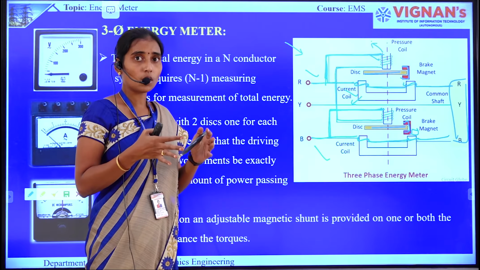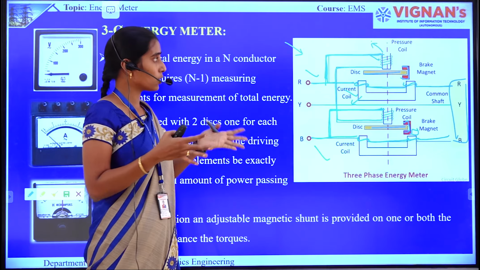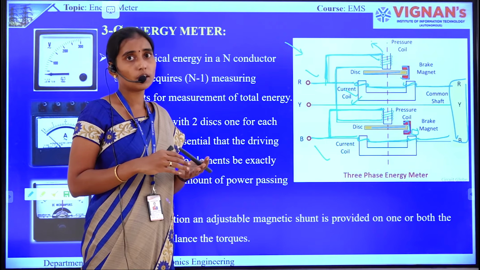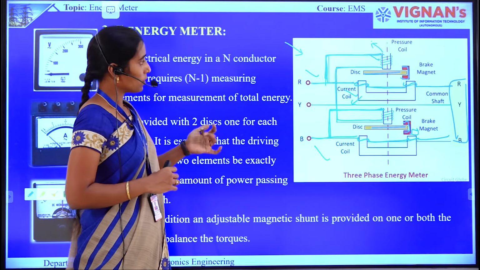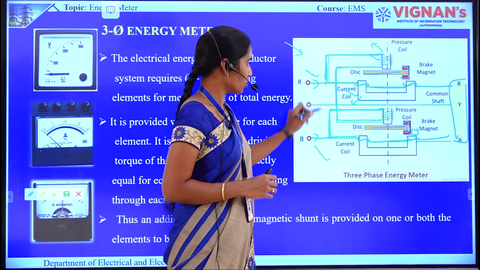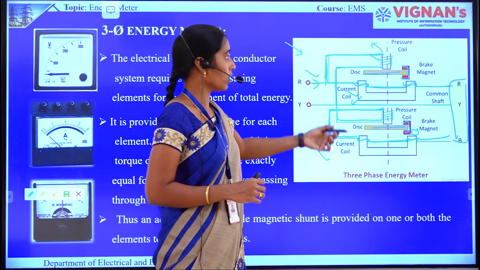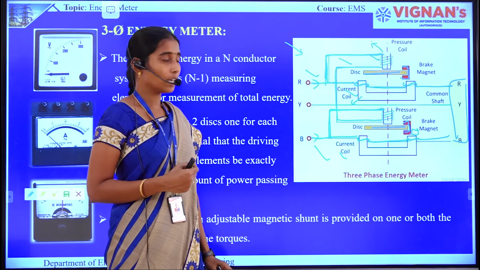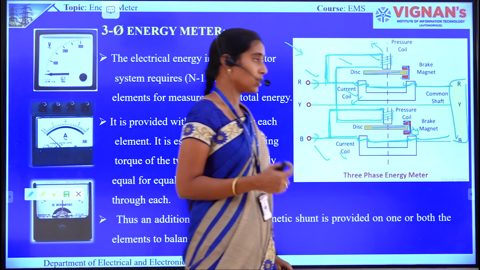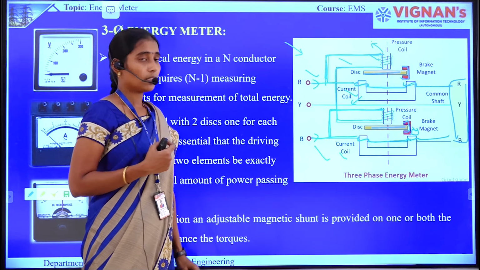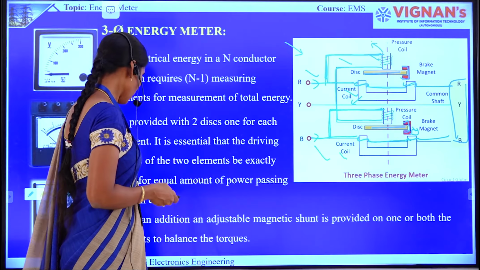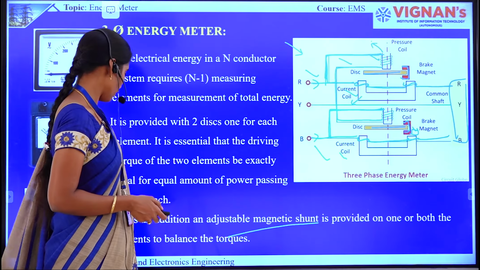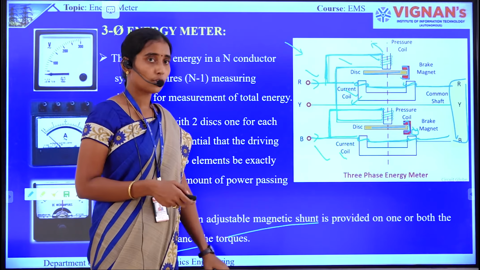This magnetic shunt always tries to make the 2 driving torques equal when you are supplying the same amount of power. If you are supplying the same amount of power through the 2 elements, the driving torque produced by the 2 elements must be equal. That is taken care of by the magnetic shunt placed on either of the elements. Clear? And moreover, an adjustable magnetic shunt is provided on both of the elements to balance the torques.